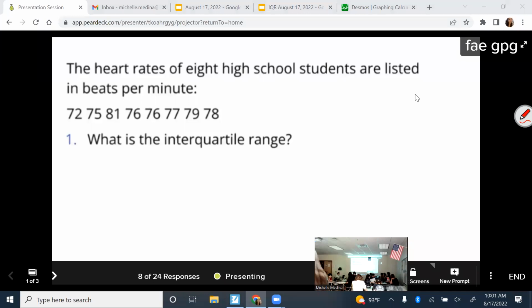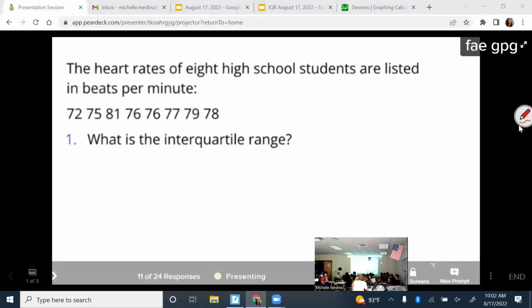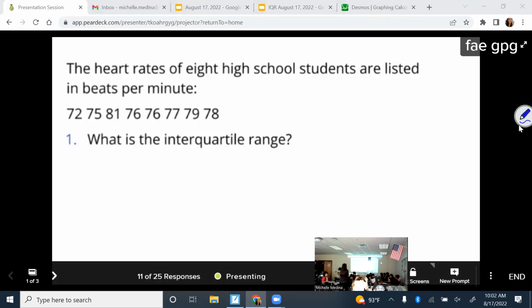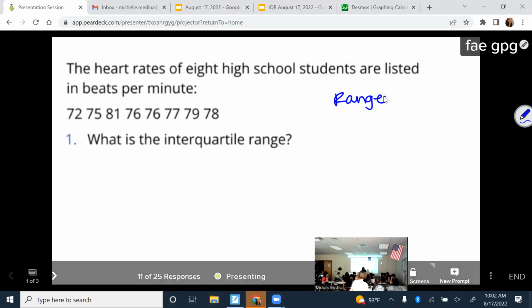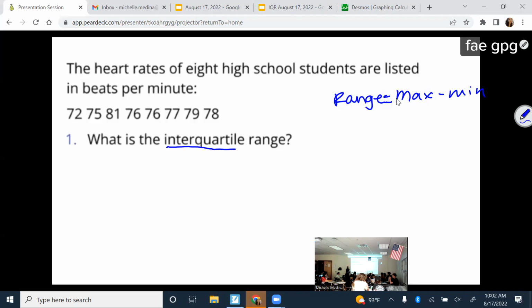All right, we have the heart rates of 8 high school students listed in beats per minute. What is the interquartile range? Now, we haven't talked about that yet, so let's kind of break it down. Do you guys remember what the range is overall of something? Between what numbers? Good. So the normal range would be your maximum minus your minimum. But it says interquartile range. That word should be familiar. What does interquartile mean? And so it's your quarters, basically.